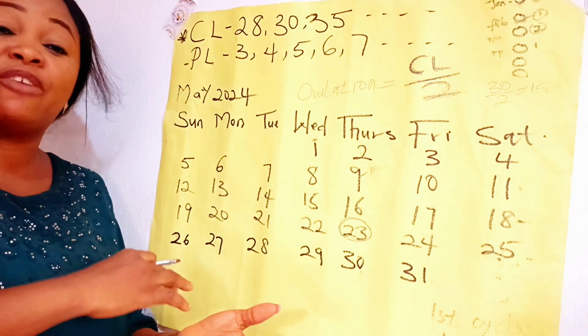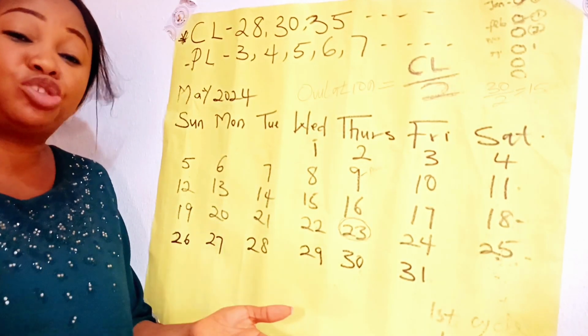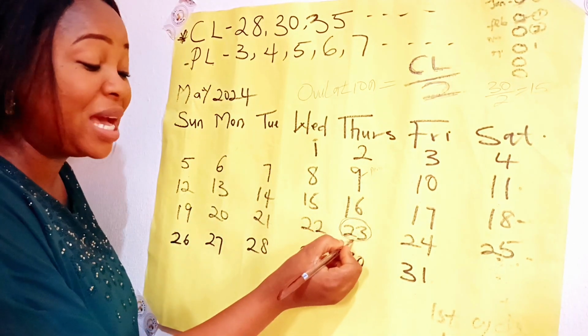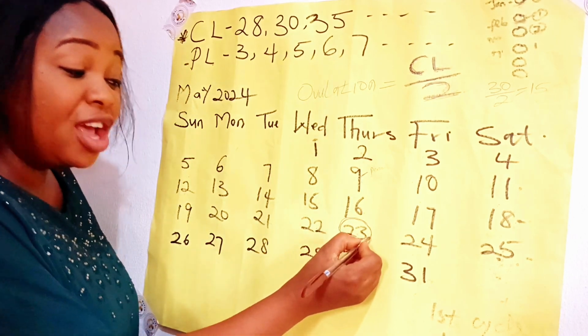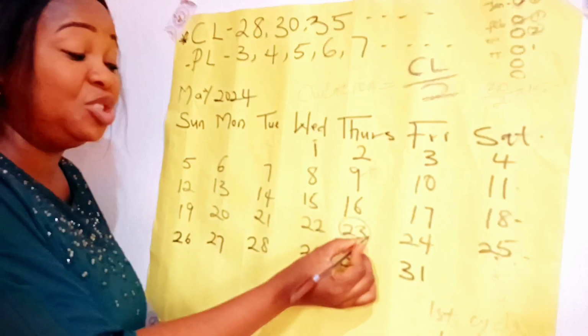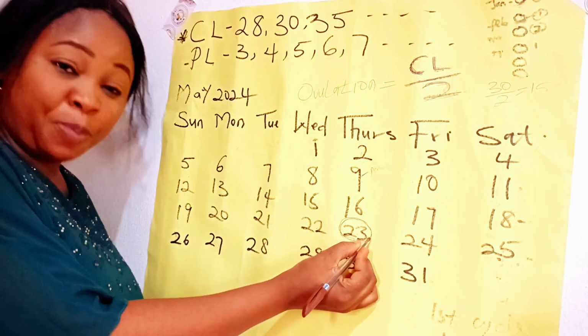So that's why you call it a fertile window. You call it ovulation period. Although this is your peak day of fertility, if you are trying to conceive on this 23rd, there is every likelihood that your egg is released and ready to be fertilized by sperm.